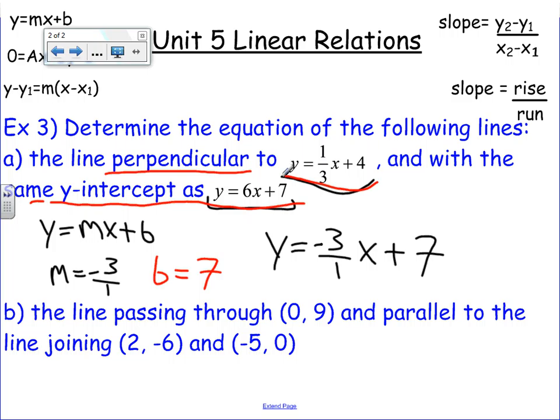Get rid of the 1. Because you don't need to divide if something is by 1. 3 divided by 1 is just 3. They're both right. You get full marks either way. Just kind of looks neater without that fraction, right? All right.